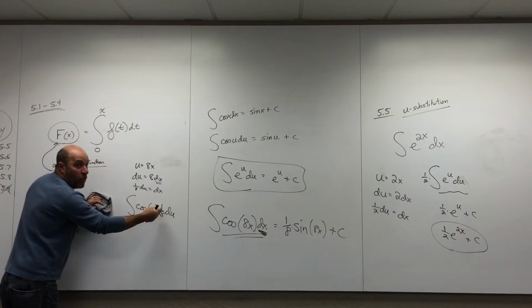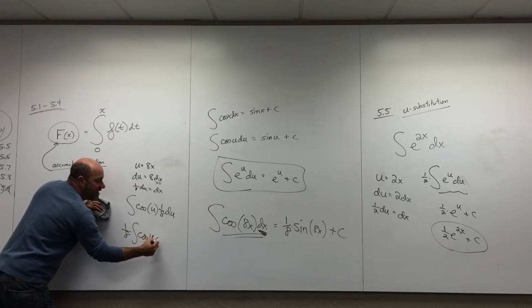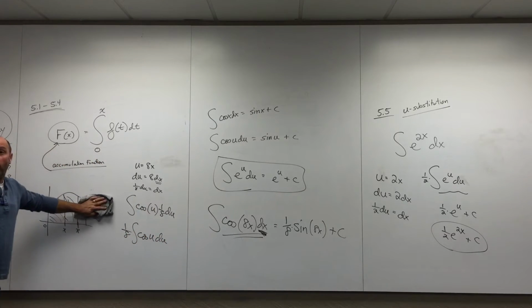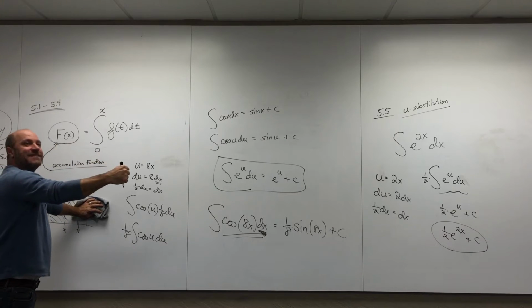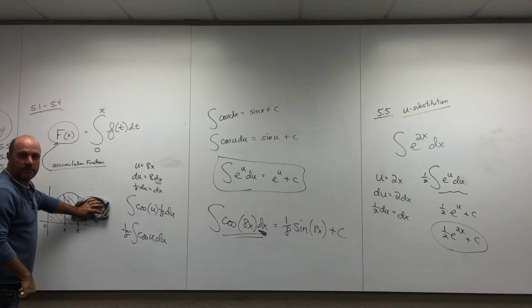It's multiplied by 1/8. I like to pull it out front. And now this problem is the cosine of u du. How do you integrate the cosine of u? Sine u. Thank you. With a 1/8 out front. Done.